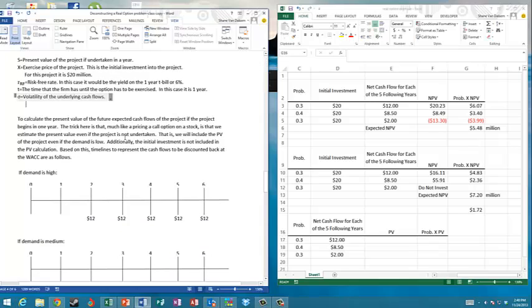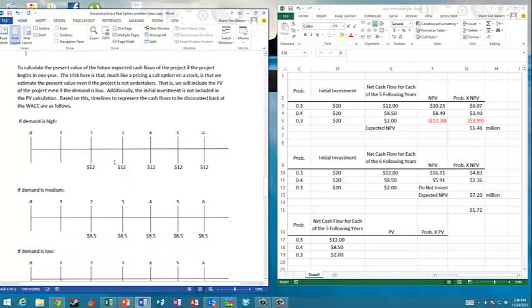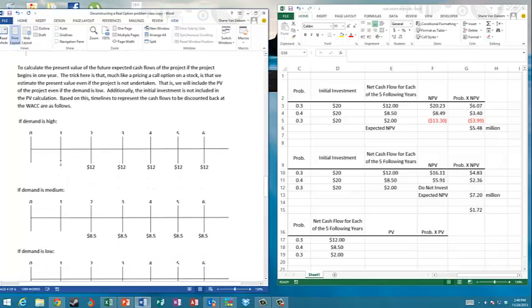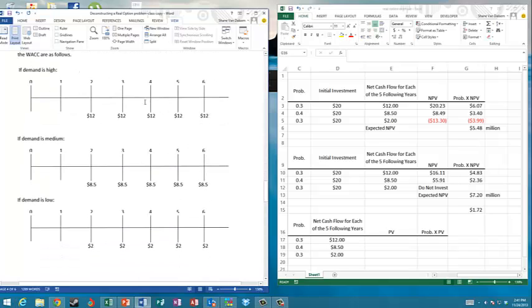It's somewhat complicated. So again, I set up a couple timelines here to explain what's going on. To calculate the present value of the future expected cash flows, which is what we do when we determine the value of a stock, we would start the project a year from now, but you'll see that there's no value down here. The reason why there's no value is because when we purchase stock or when we value stock, we don't subtract out the current price. We just determine what the value of the stock is today based on the expected future cash flows. So that's what we're going to do here. We have a situation if the demand is high, if the demand is medium, and if the demand is low.